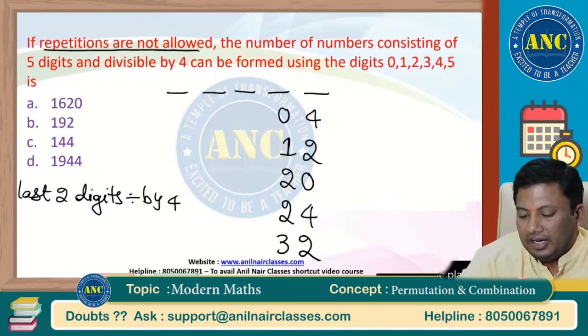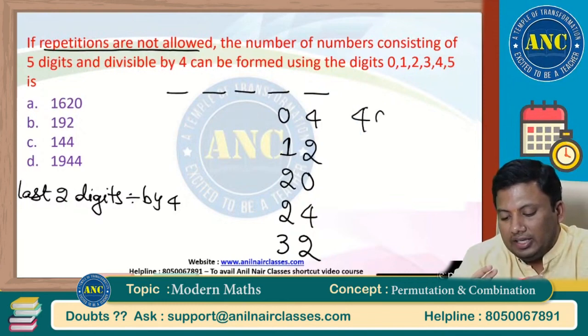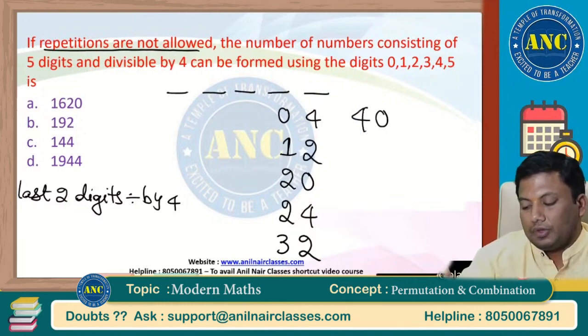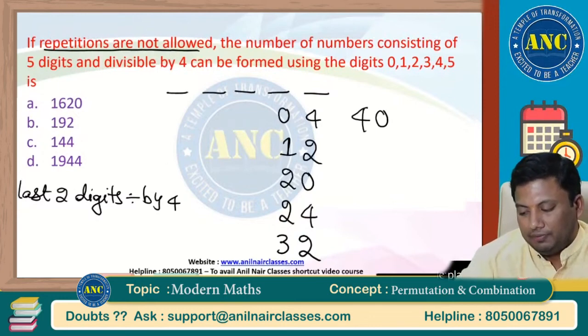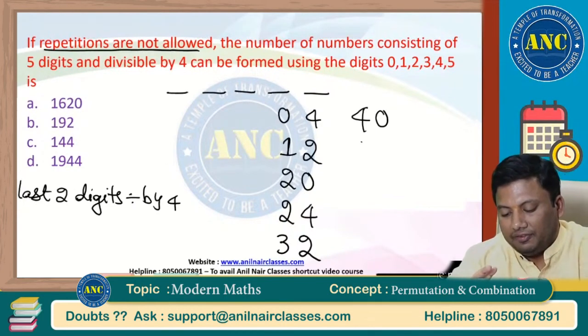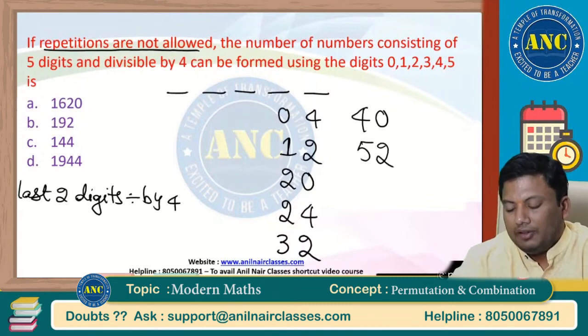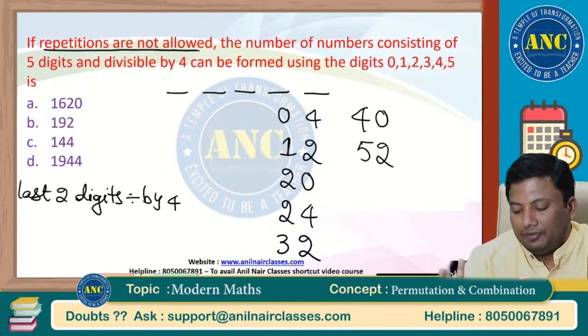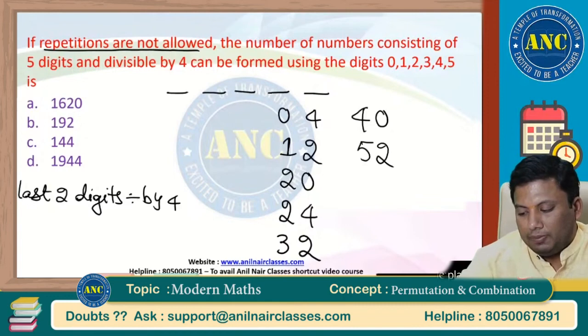34, 35. Next is 40. It is divisible by 4. 41, 42, 43. 44 repetition allowed. 50, 51, 52. 52, 53, 54, 55. These are the possible cases.